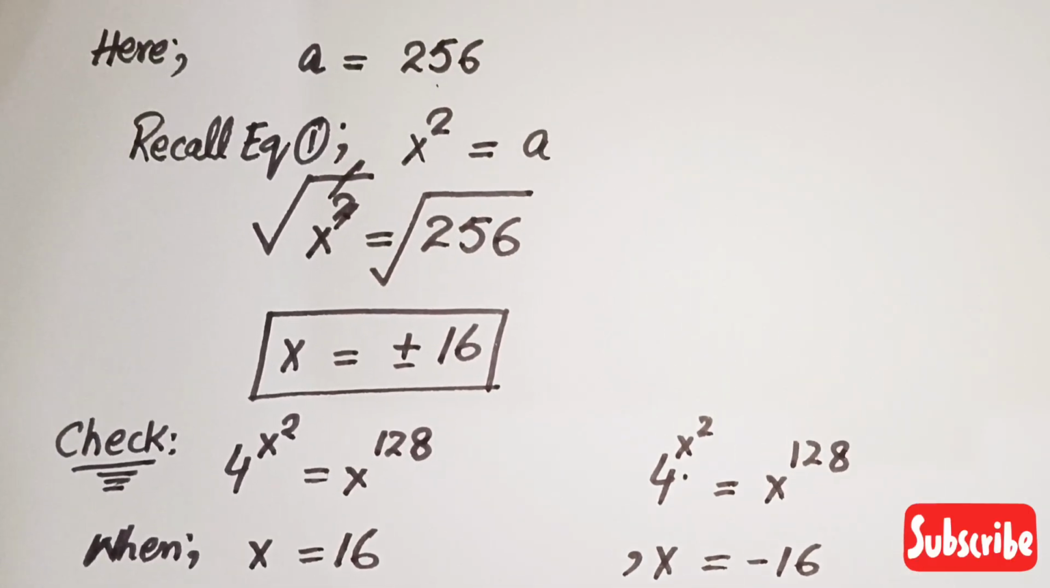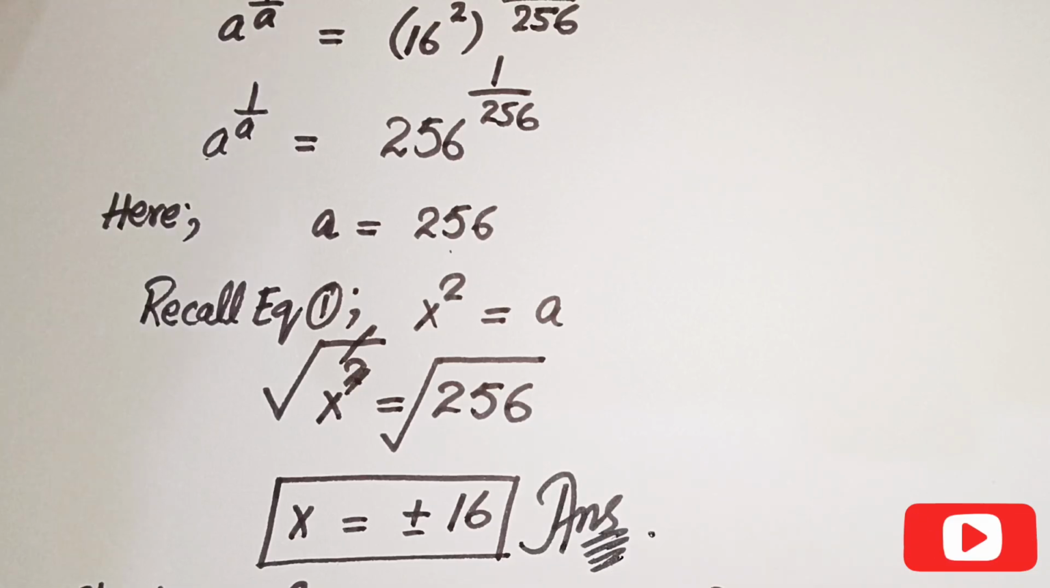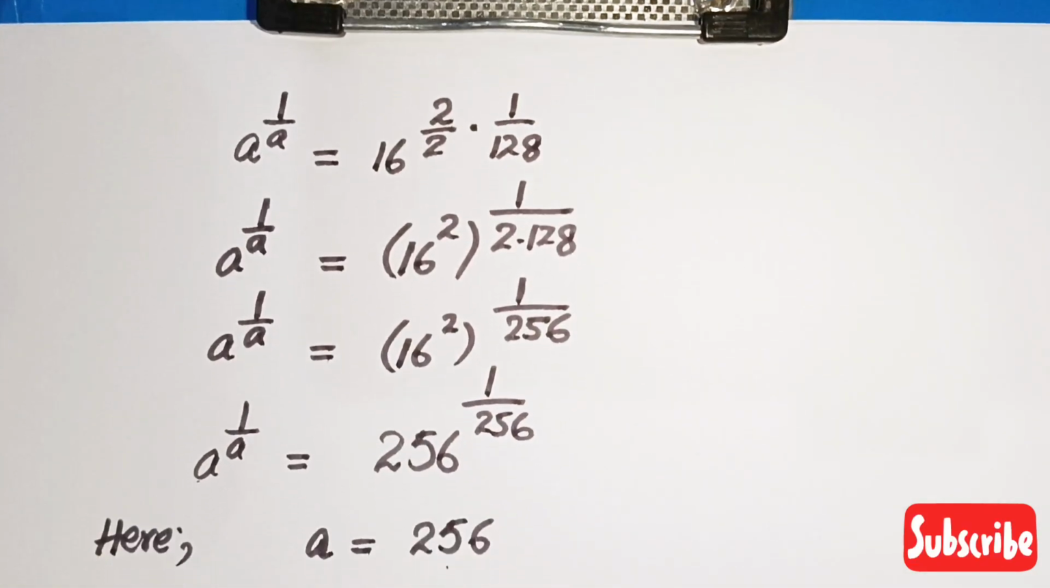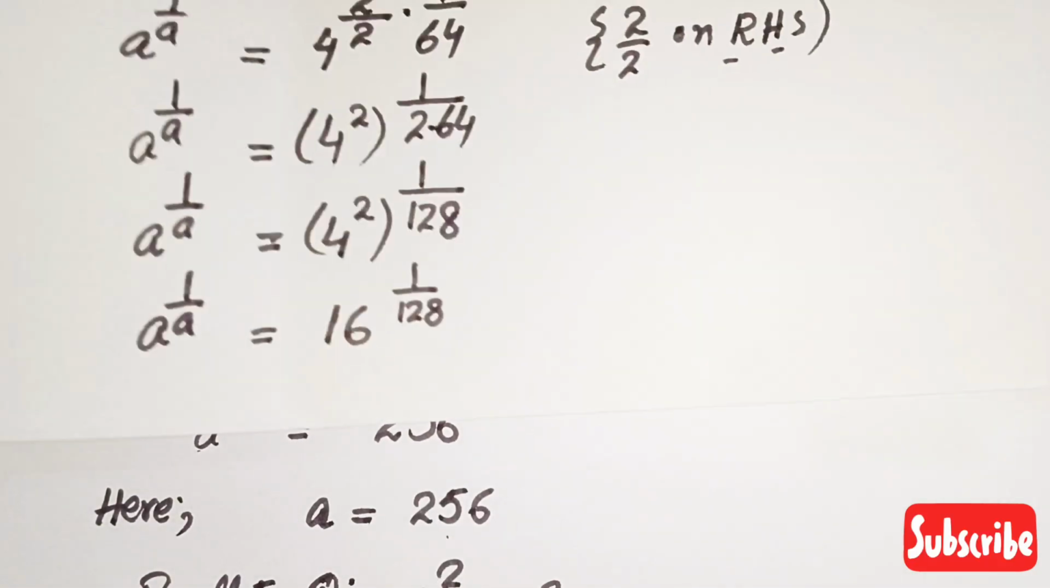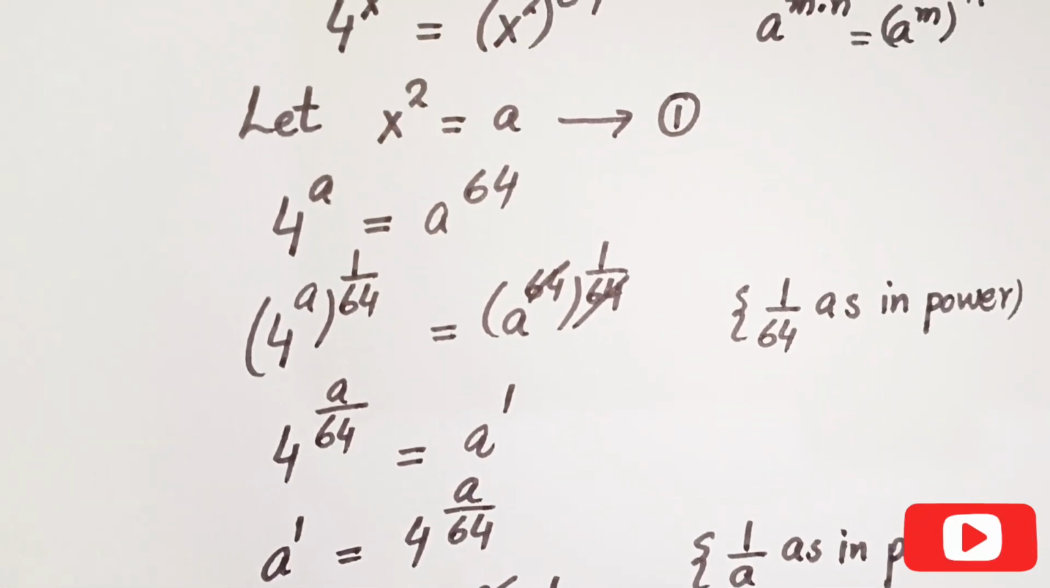So our final answer is x is equal to plus minus 16. It is our final answer. Now we just check our entire solution here one by one. So all these steps are there.